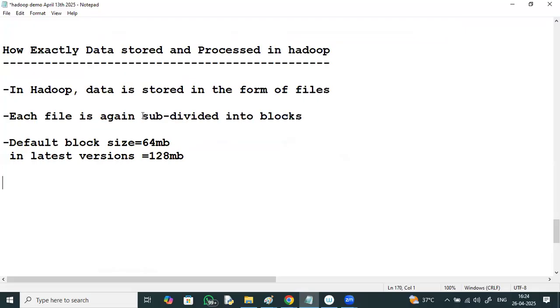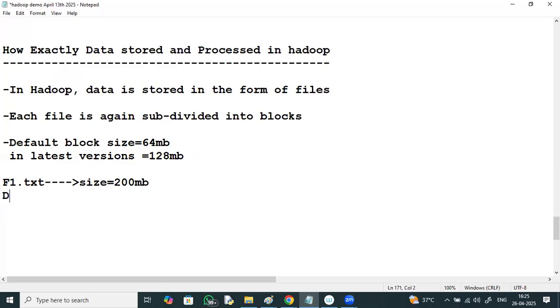How exactly is data stored? In the form of files. A file is again subdivided into blocks. The default block is 128 MB. For example, I have a file f1.txt. Assume this file size is 200 MB. I'm taking a small file.